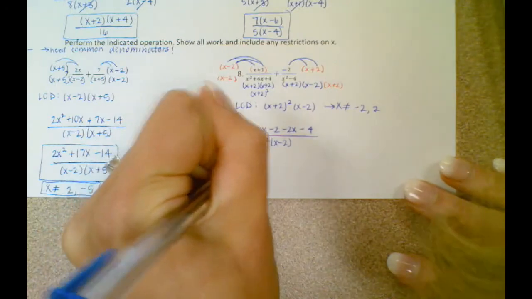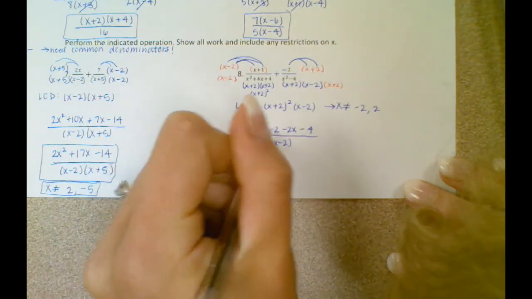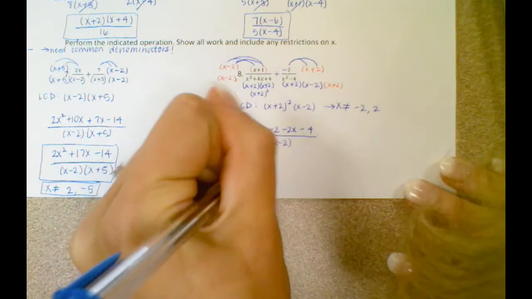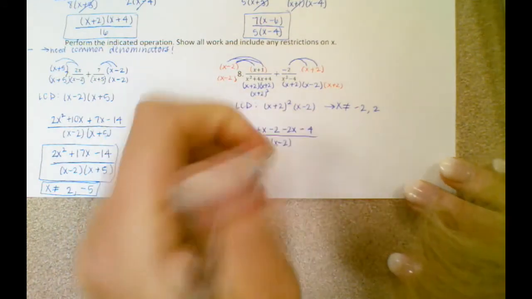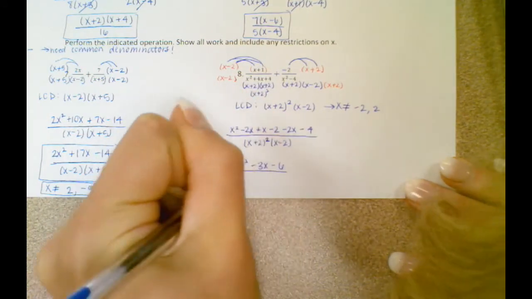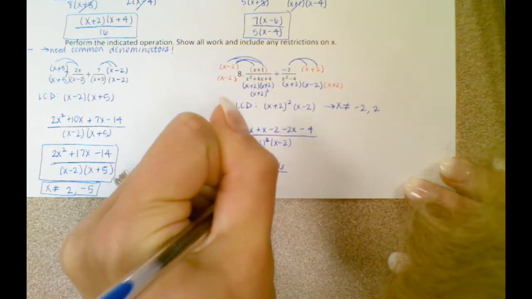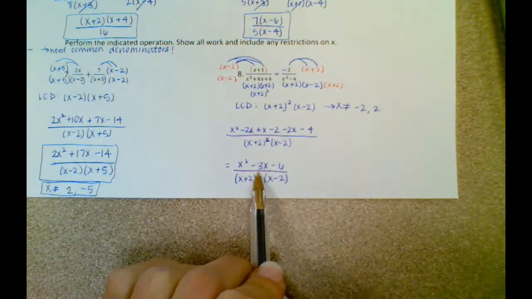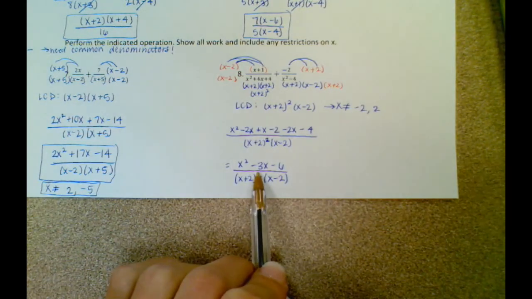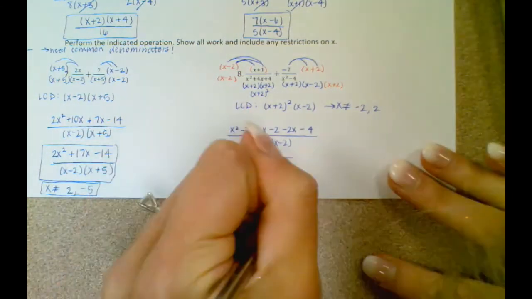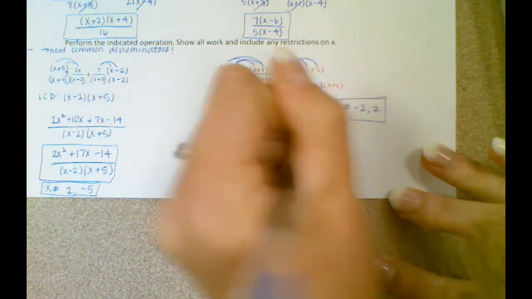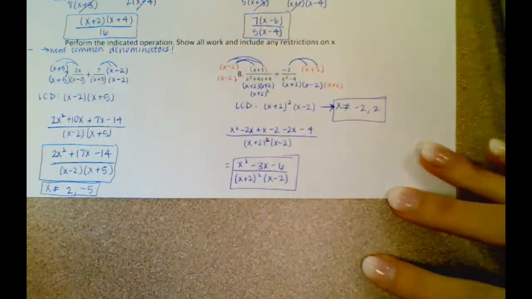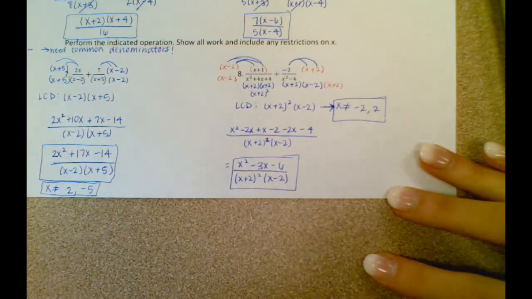So we get x squared negative 1 minus 3x. Negative 2 minus 4 is negative 6, all over x plus 2 squared, x minus 2. Factors of 6 that add or subtract to get 3 is not possible, so that's it. And these are restrictions, nothing changed there. Okay? Alrighty, on to the back.